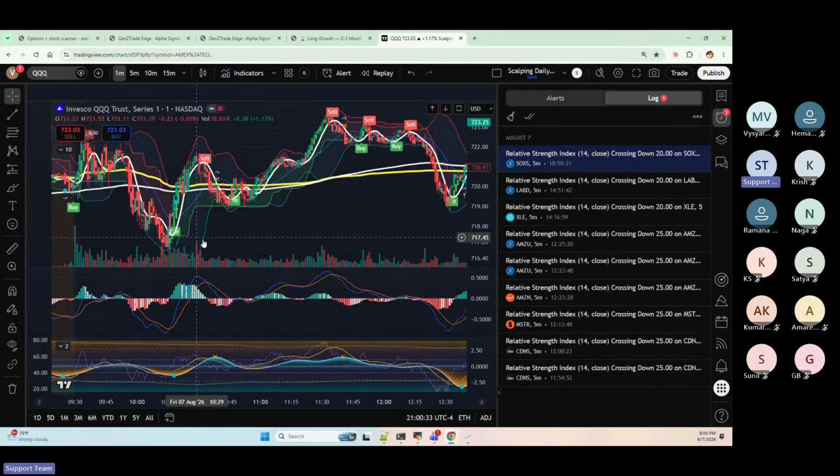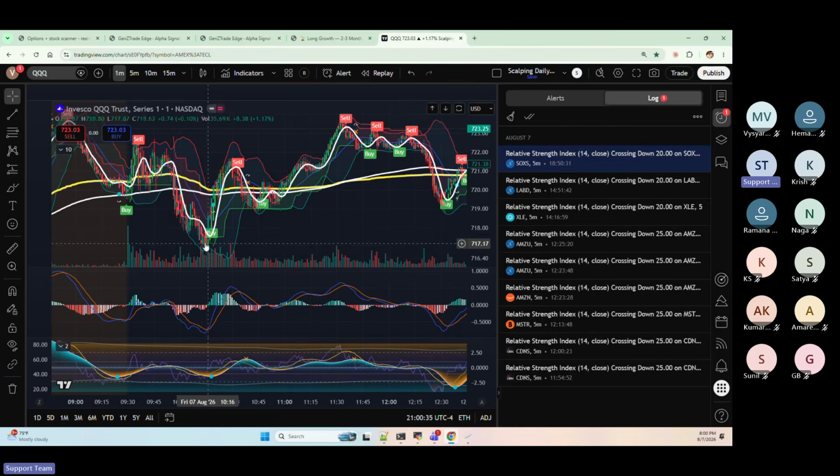So look here. QQQ was fired somewhere around here, okay? And I was targeting 722 here. I want to try to get this one. So we buy a call, it's a long. I get the confirmation here, and I ask you to buy here and target 722, somewhere here. Okay, target is 722.